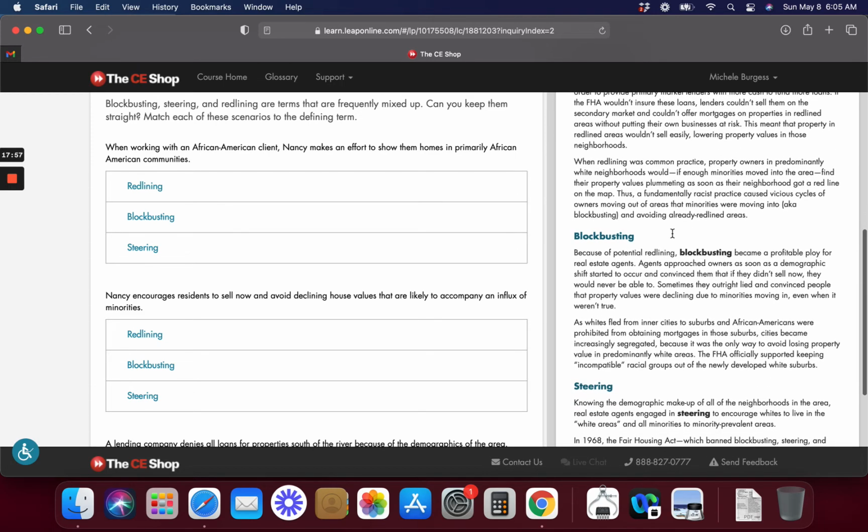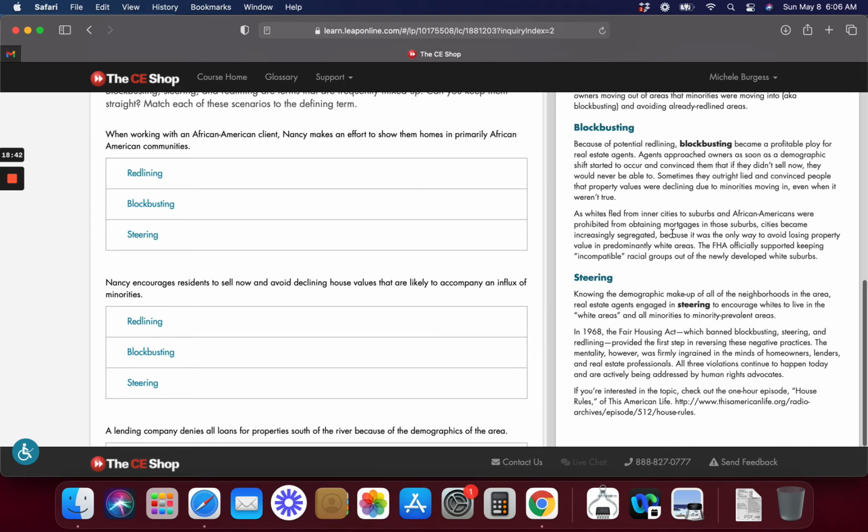Blockbusting. Because of potential redlining, blockbusting became, and we're not talking about the video game store that used to exist, a profitable ploy for real estate agents. Agents approached owners as soon as a demographic shift started to occur and convinced them if they didn't sell, they would never be able to. Sometimes they outright lied and convinced people that their property values were declining because minorities were moving in. As whites fled from inner cities to suburbs and African Americans were prohibited from obtaining mortgages in those suburbs, cities became increasingly segregated because it was the only way to avoid losing property.